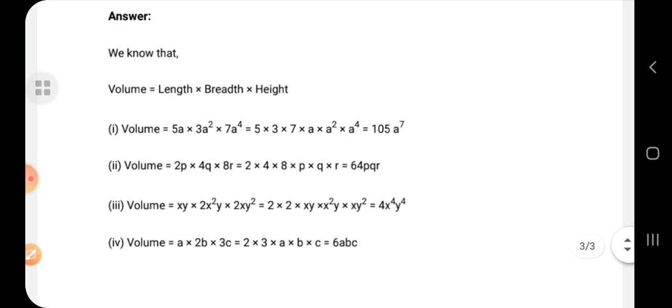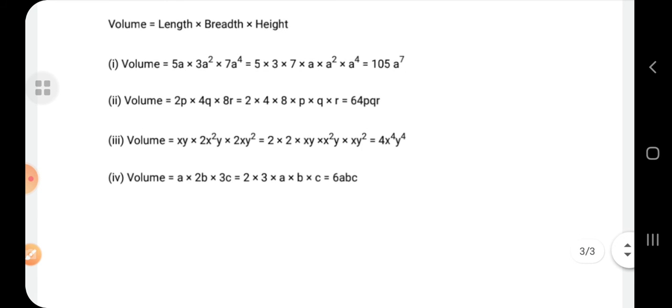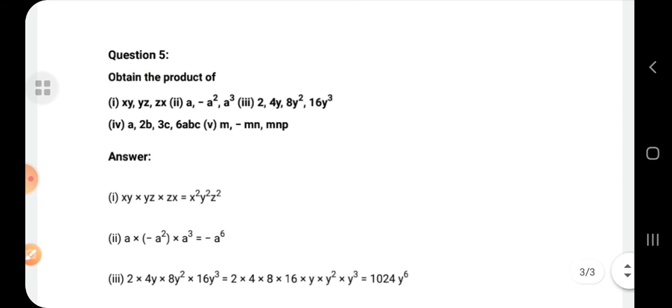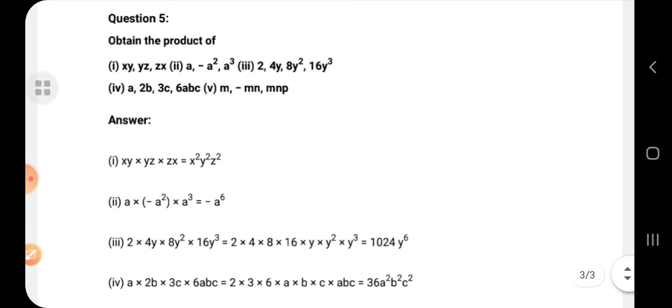Okay, a into 2b into 3c, here the numbers get multiplied. 2 into 3 is 6, and a, b, c, the three variables are different, so there is no increase in the power of any variable, all have the power 1, that is 6abc. Okay, in this way we will complete this exercise. And the last question is question number 5. Obtain the product of xy, yz and zx.